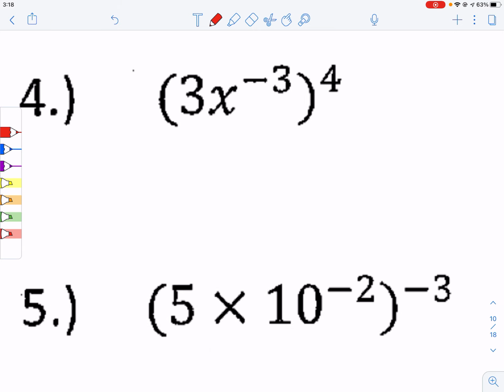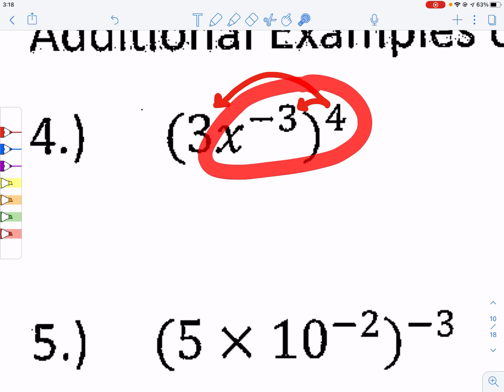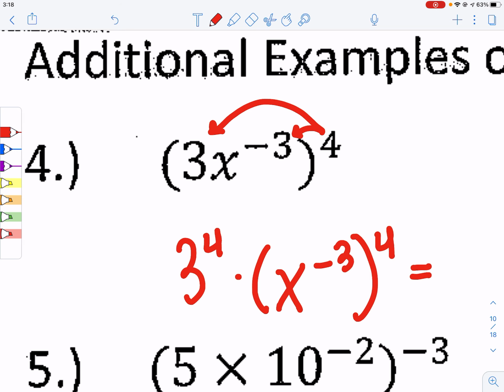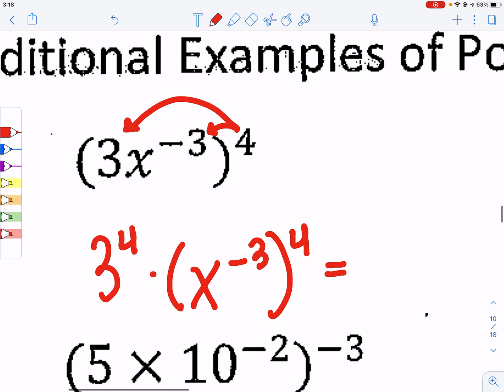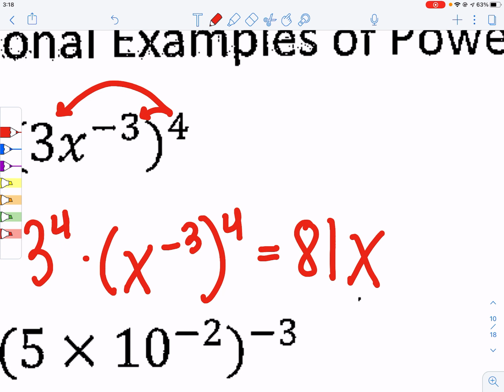For this first one, again, you just take this exponent and you bring it to everything. We're going to kind of bring back what we just learned from part 2. So we have 3 to the 4th times x to the -3rd to the 4th. Okay, so we do 3 times 3 times 3 times 3, which will give you 81. And remember, when you have a power to a power, so a -3 to a 4, and the -3 is already an exponent, we multiply them together. I know -3 times 4 is going to give me -12.